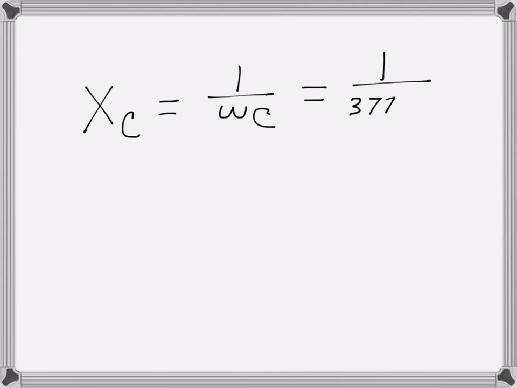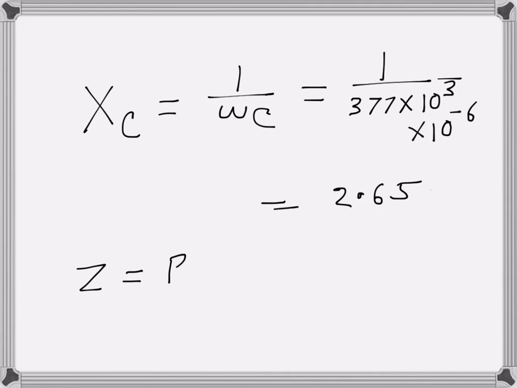So we need to find the resultant Xc here. Xc will be 1 over omega C, which is 1 over 377 times 10 to the power minus 3, since it has to be converted into farads, and this becomes 2.65. So that's the value of Xc. So the Z in the circuit is R minus jXc because it's a capacitive reactance. So that's 4 minus j 2.65.